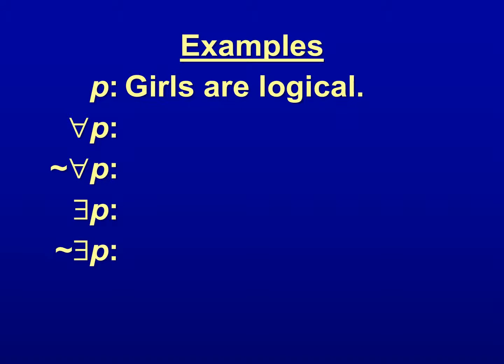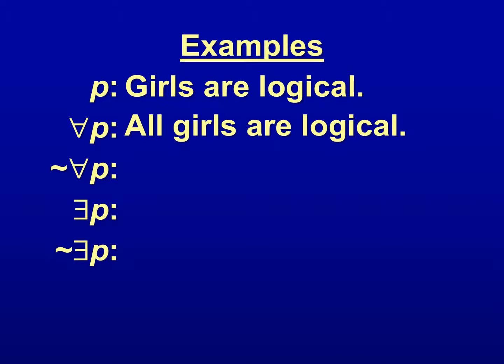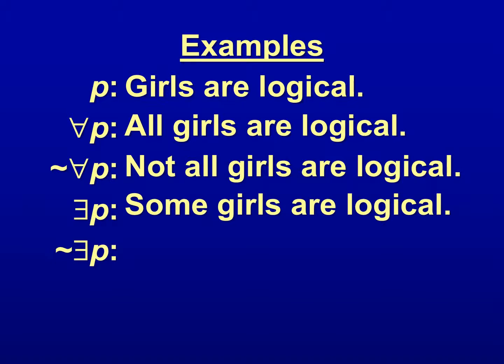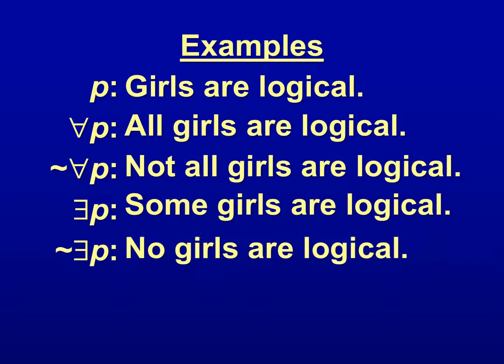So let's do some examples. Let's start with the statement, girls are logical, right? So if we want to do all P, that would be all girls are logical. And if we want to do not ∀P, then we'd have to switch: not all girls are logical. And then if we want to do ∃P, or the existential, we would say some girls are logical, right? Or there exists a girl that is logical. And then if we want to do not ∃P, then we would say no girls are logical.